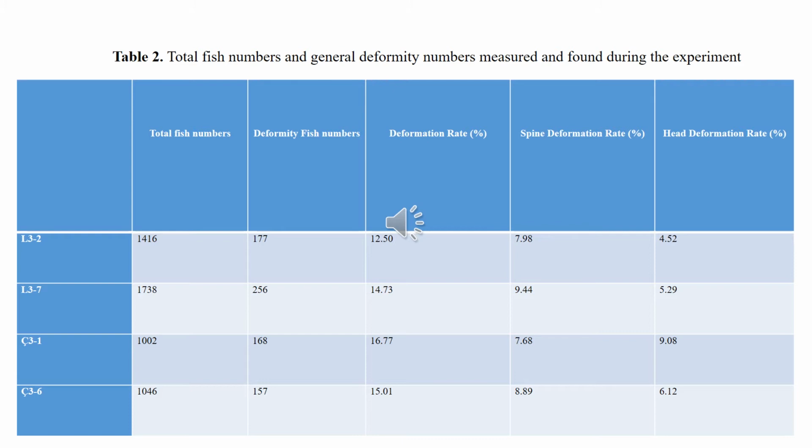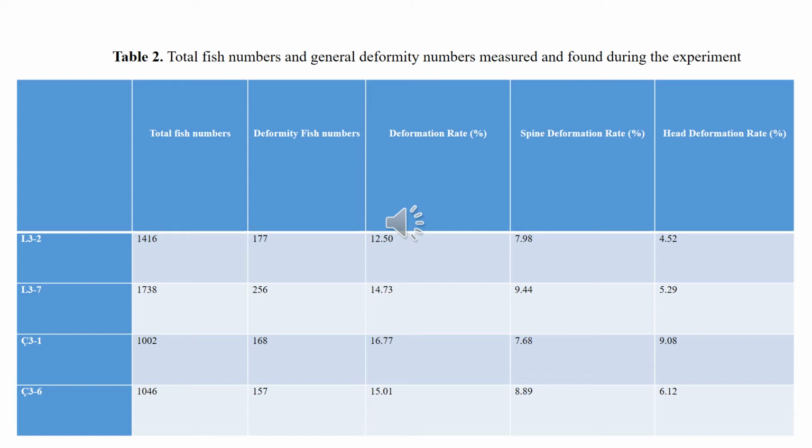A total of 5,202 samples were tested to determine the deformity taking place in the Sparus aurata larvae. In accordance with the results, 758 skeletal deformities were determined with a general deformity rate of 14.6%.